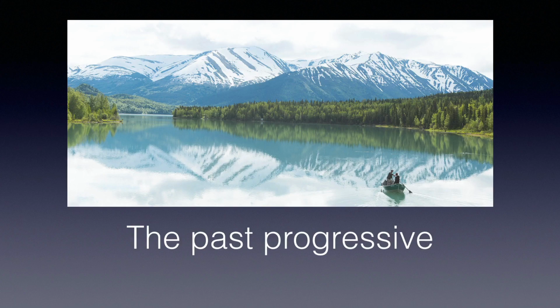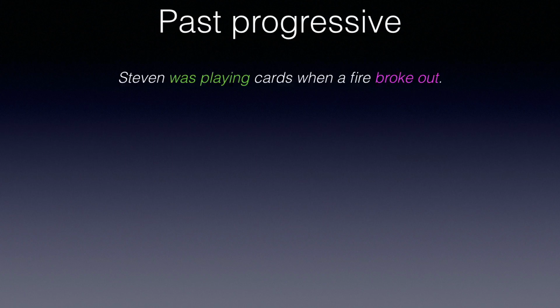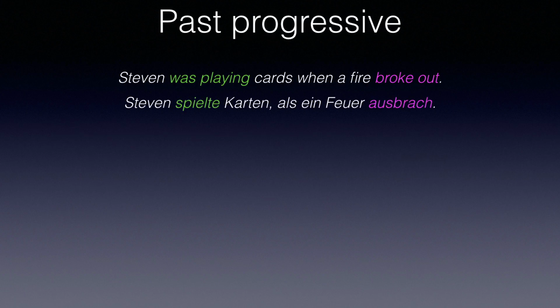Now, next tense is the past progressive. And the past progressive, let me give you an example. Steve was playing cards when a fire broke out. In German, Steven spielte Karten, als ein Feuer ausbrach. So, use of function: something like playing the cards was happening or in progress when something else happened.